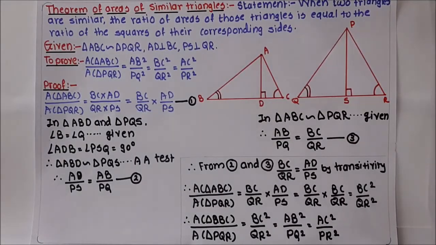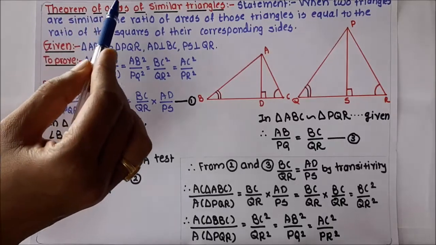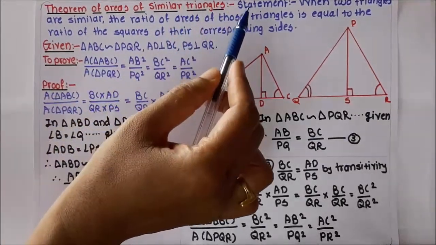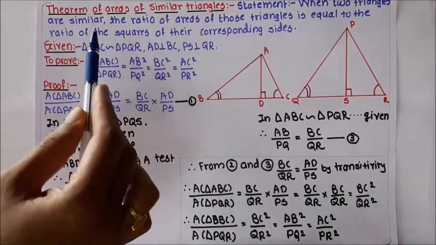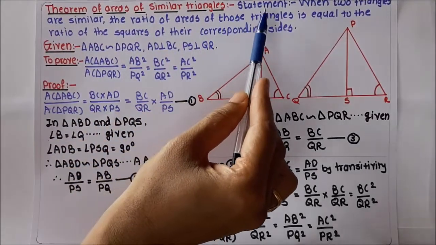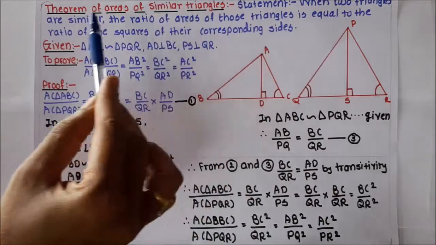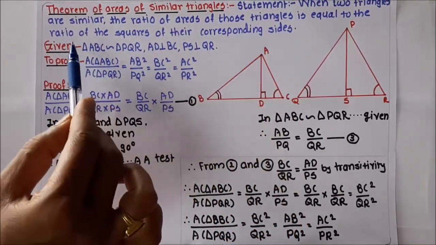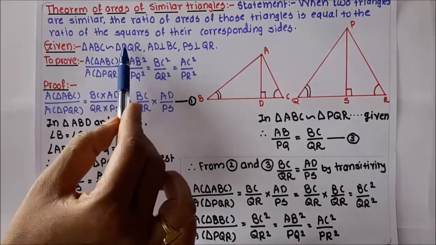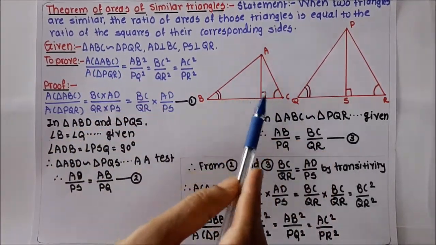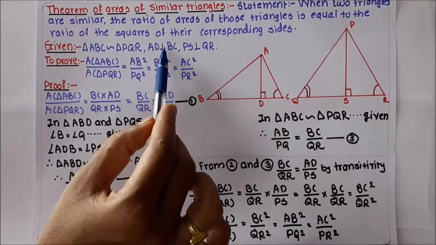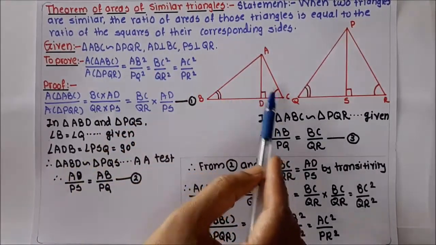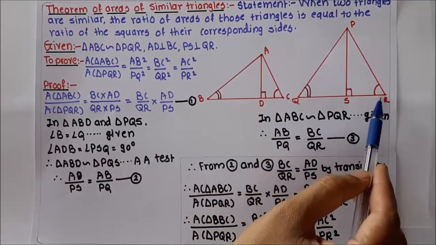Now students, we are going to see the last theorem of this first lesson on similarity, that is the theorem of areas of similar triangles. Statement: when two triangles are similar, the ratio of areas of those triangles is equal to the ratio of the squares of their corresponding sides. Now given triangle ABC is similar to triangle PQR. These two triangles are already given as similar. Then AD is perpendicular to BC and PS is perpendicular to QR.